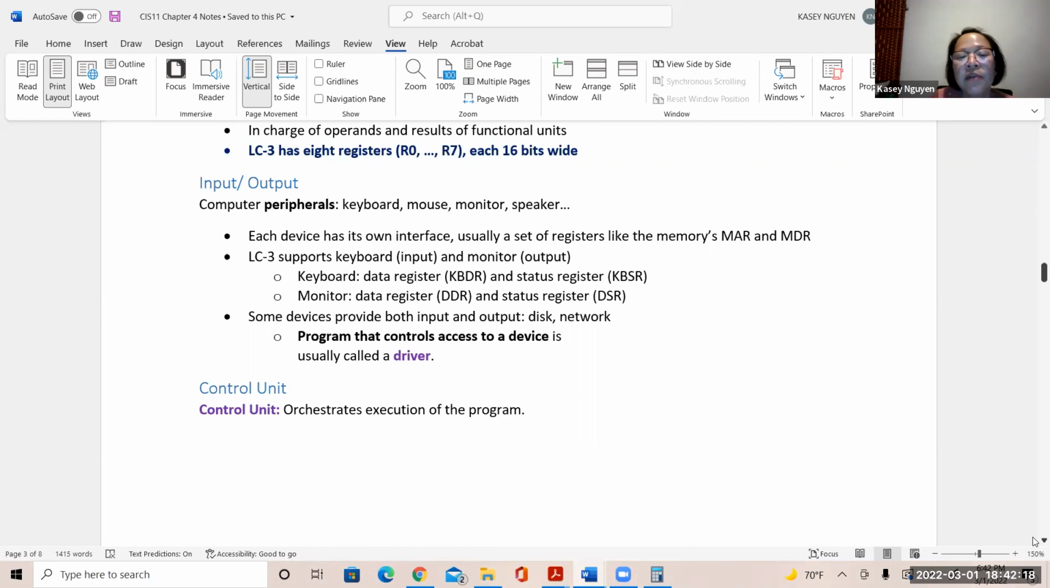And in the keyboard, you have 2 types of registers. The first is going to be your data register. And the second register for the keyboard is the status register. We'll expand on this later on. The same thing with your display monitor. It has a data register and a status register. It's known as the DDR for display data register, and the status register is DSR.